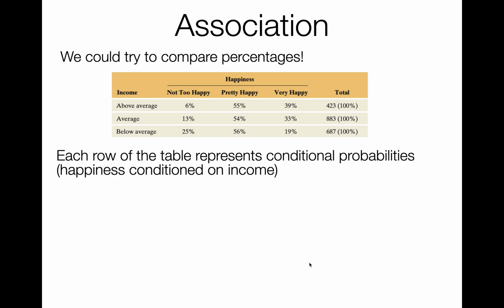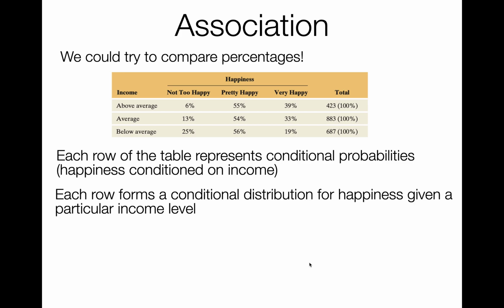Each row of the table represents conditional probabilities. How did I calculate these probabilities? I took the counts inside the table and divided them by the row totals, not the column totals, but the row totals. And so these represent conditional probabilities: their happiness conditioned on the level of income. We've talked about conditional probabilities and marginal probabilities before. These are the same things. Each row forms what's called a conditional distribution for happiness given a particular level of income.